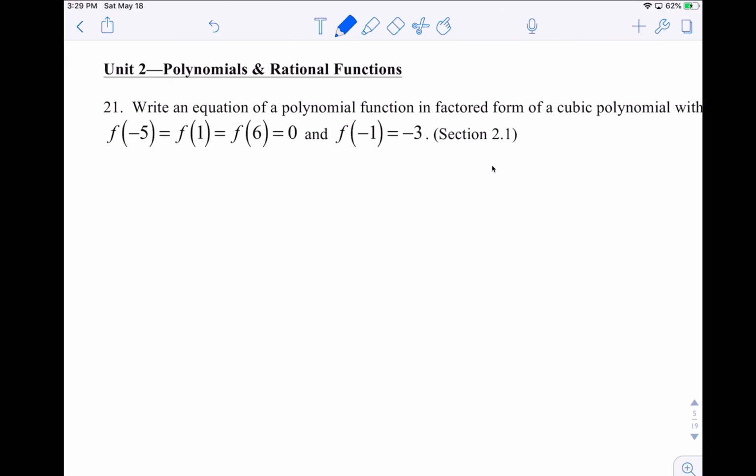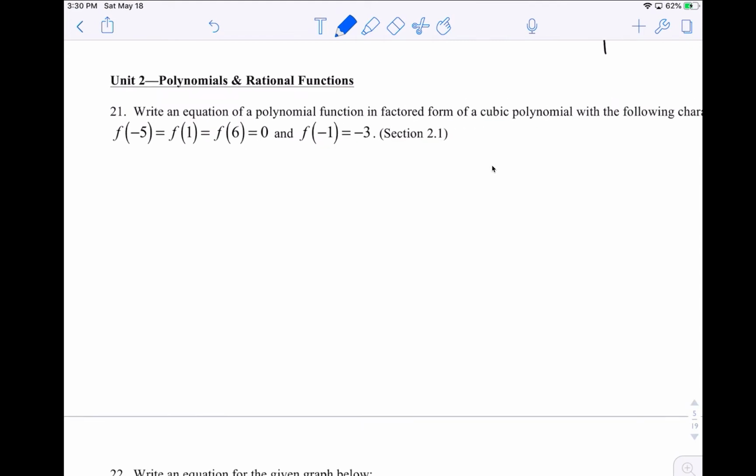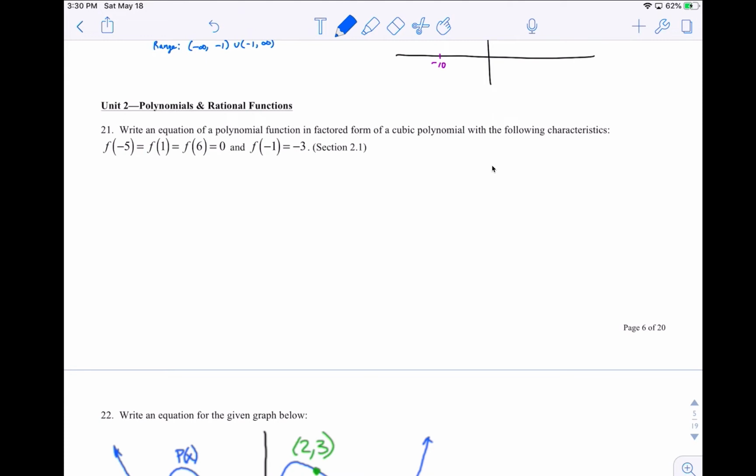Okay, guys, so chapter 2. Chapter 2 is polynomials and rational functions. Alright, so the first one says write an equation of a polynomial function in factored form. That it's a cubic and it has the following characteristics. So it gives me 3 roots, which is nice, and then it gives me an initial condition.